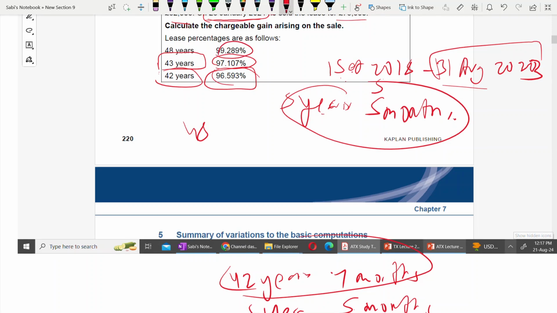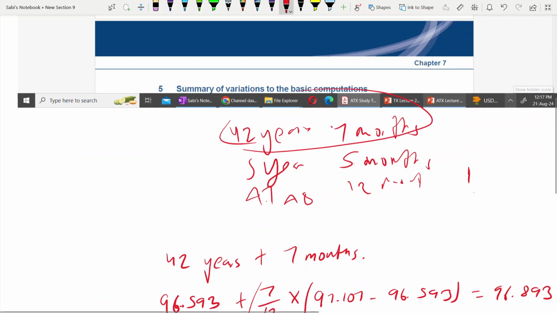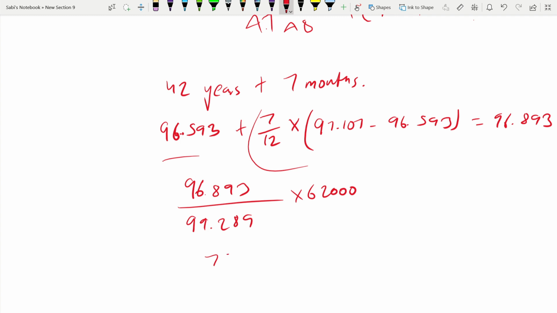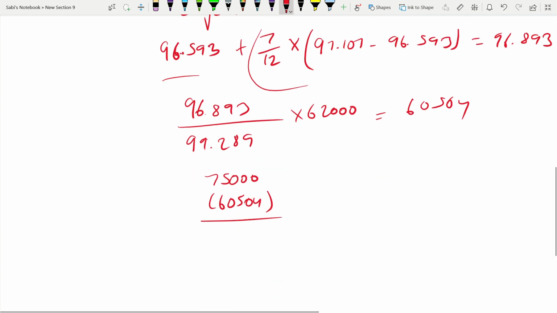And take the cost. Cost is 62,000. Deduct it from the sale proceeds. So we have sold it for 75,000 and this would give you 6504. So 6504 would give you a chargeable gain of 14,496.